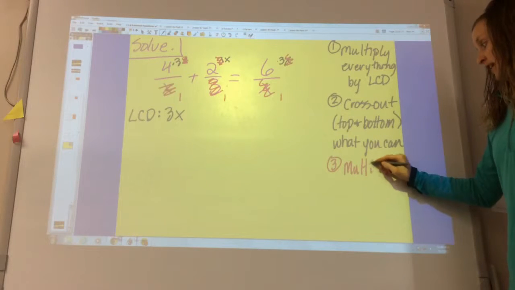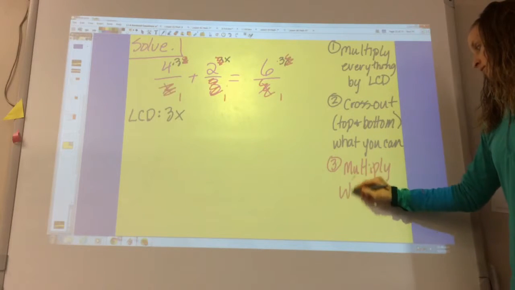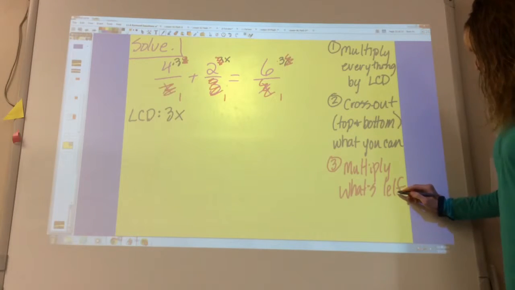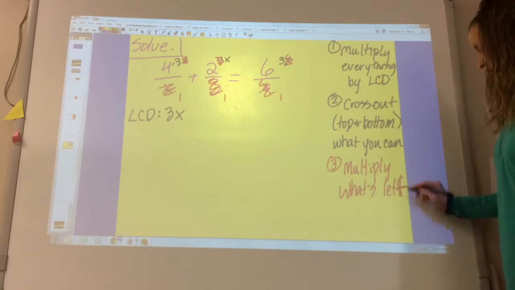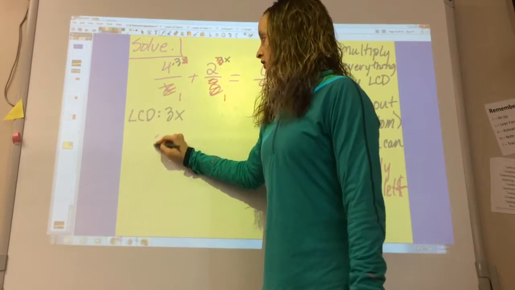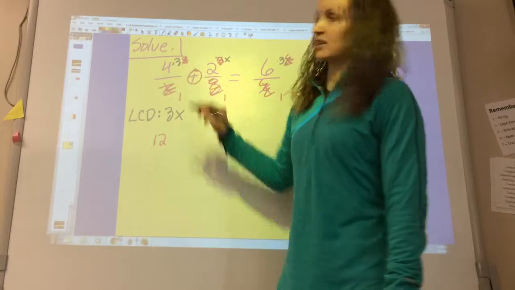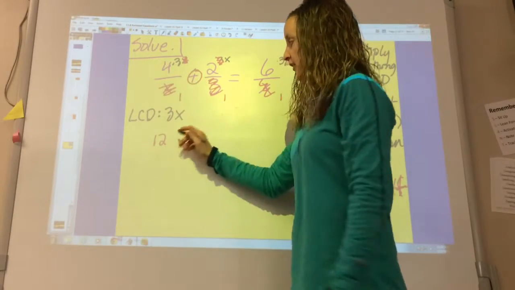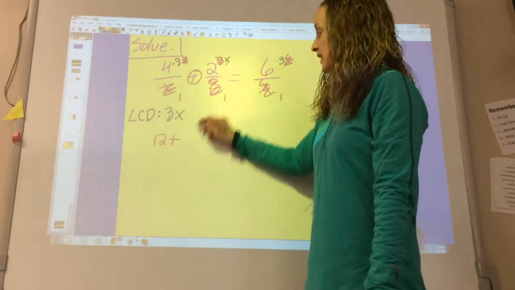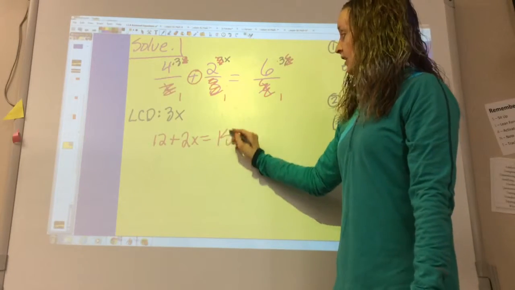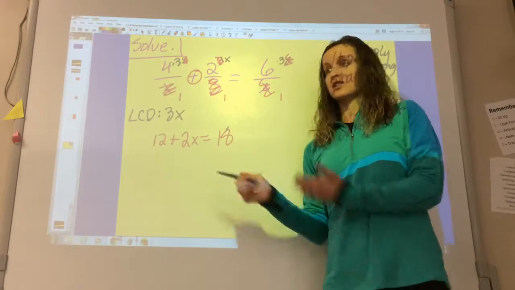Multiply what's left, right? What's left? A little dyslexic. What's left here? 12 plus 2. 12. Thank you for saying that symbol, Lucas. Okay? A lot of you guys sometimes just smash all this together when really there's a plus sign there. 2 times x is 2x is equal to 18. Sweet. This is nothing new.